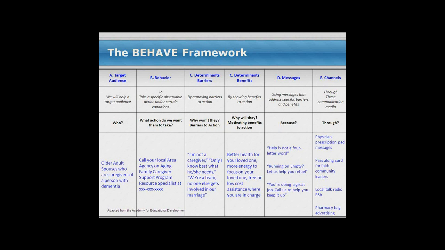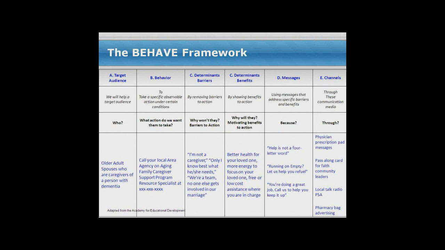Some of the messages that came from this: help is not a four-letter word. Running on empty, let us help you refuel. You're doing a great job. Call us to help you keep it up. These are the messages that came out of developing through all of this audience and this process. Our next step is to further develop all of the wording that will accompany this.